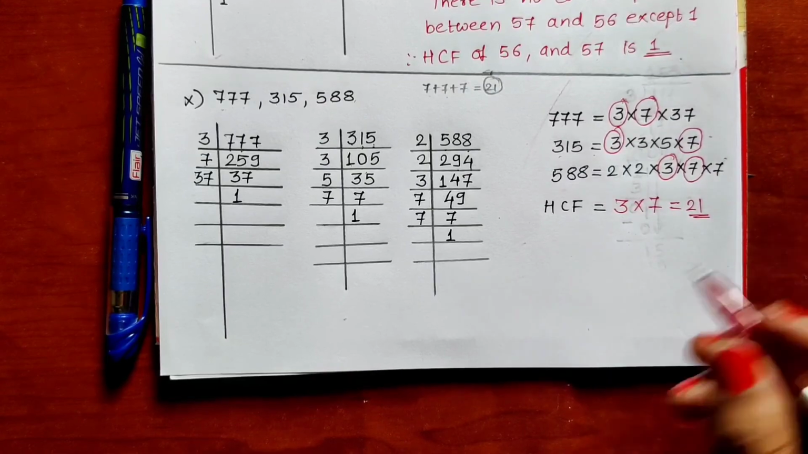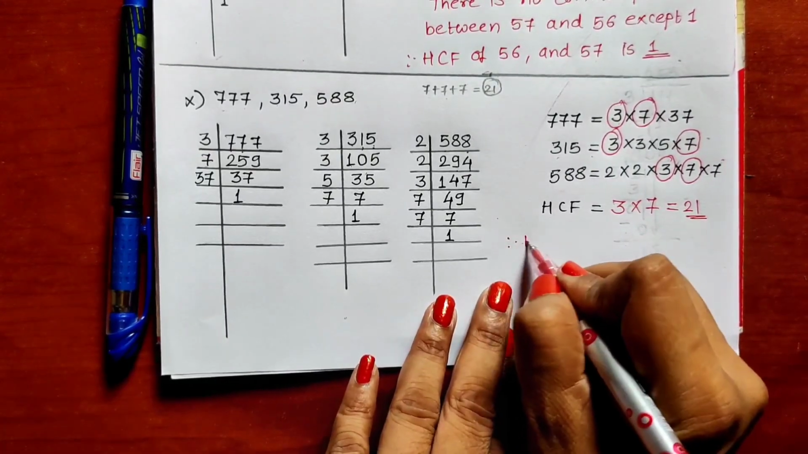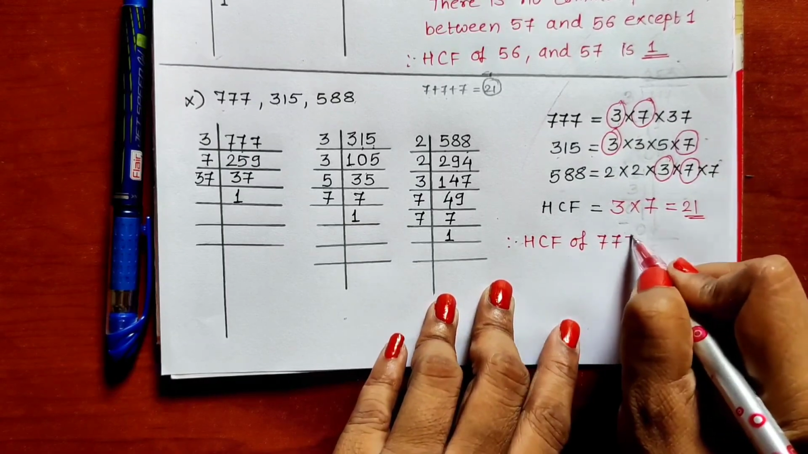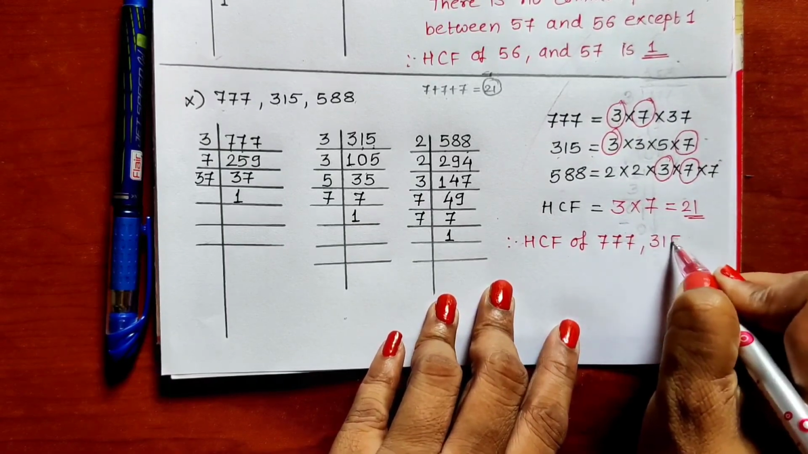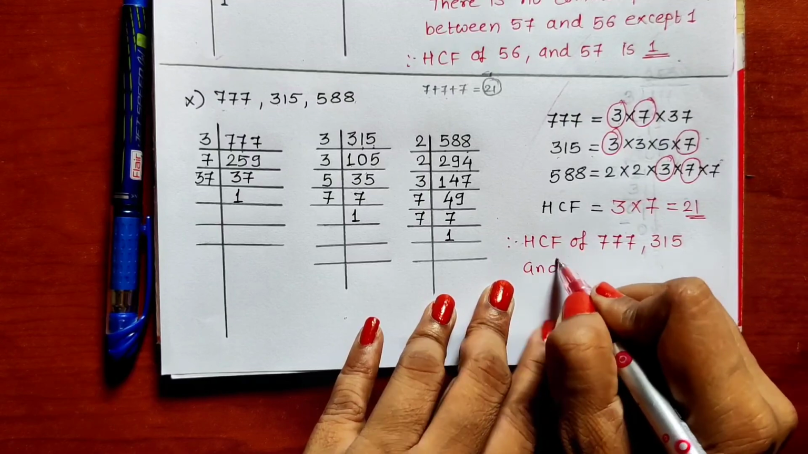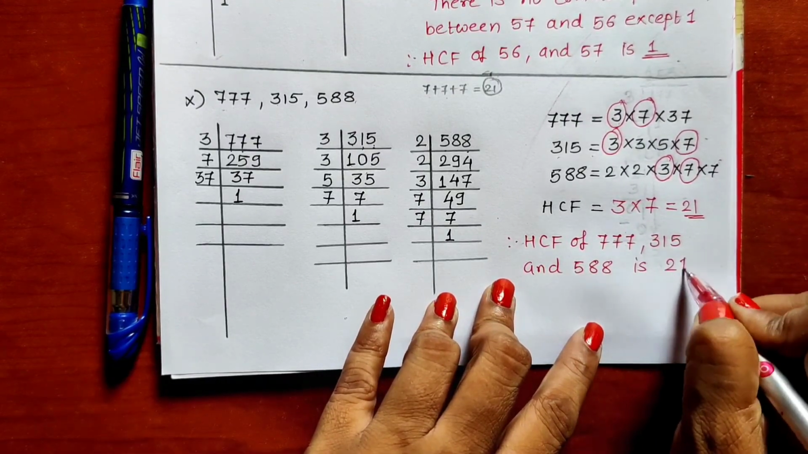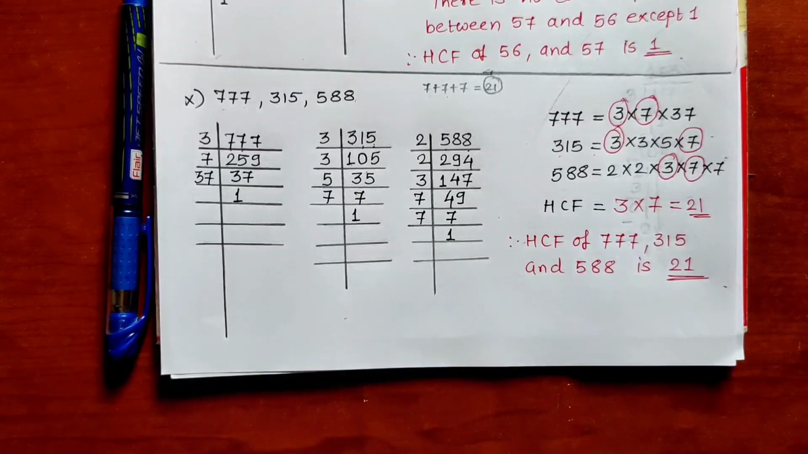And therefore HCF of 777, 315 and 588 is 21. In this way, we can find out HCF by finding prime factors of given numbers.